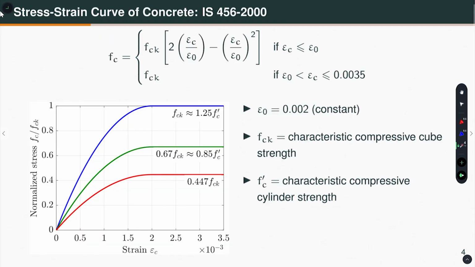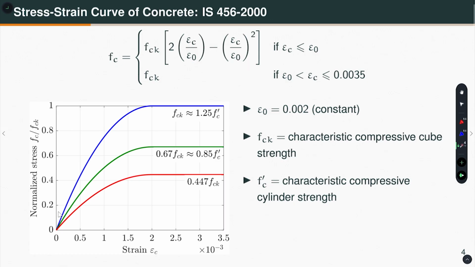Okay. So, first let us begin our discussion with the stress strain curve of concrete that we use in our Indian code IS 456-2000. Okay. How do we model the stress strain for design purpose? Well, we use fc. The stress in concrete is fck, the characteristic cube strength, multiplied by 2 epsilon c by epsilon 0 minus epsilon c by epsilon 0 whole square. So, which is nothing but a parabolic relationship.